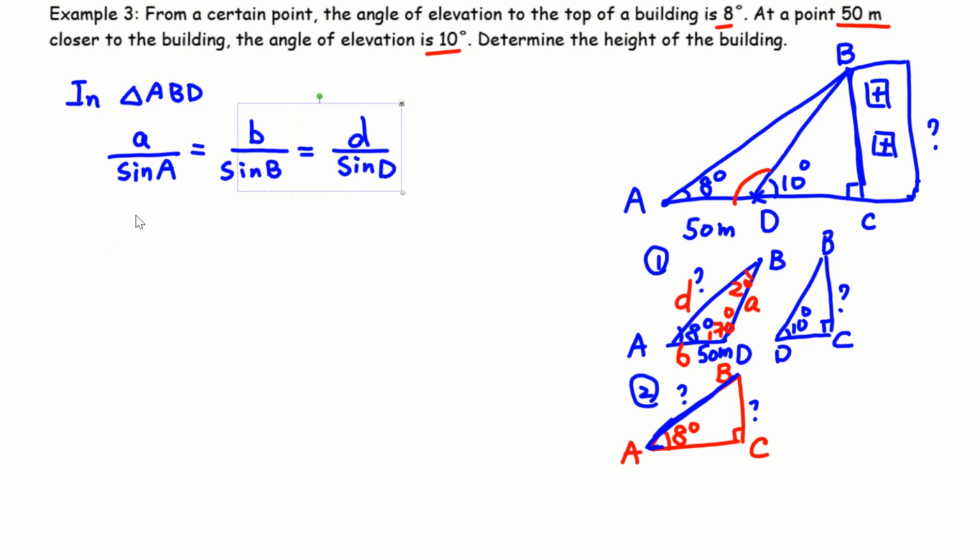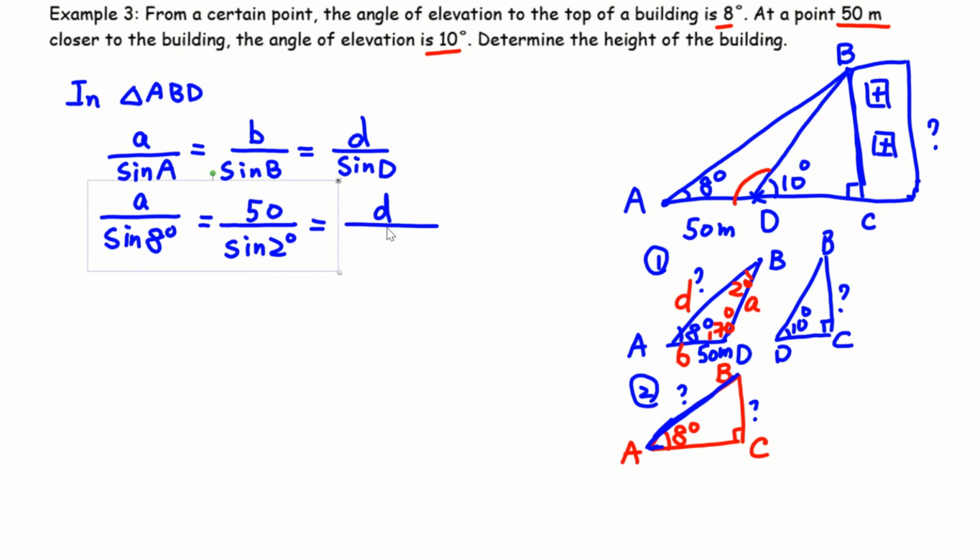Then we start with the given information: A over sine angle A is 8 degrees, and side B is 15 meters over sine 2 degrees, and D over sine 170 degrees. Then we want to find the common side of the bottom triangle, AB, that is side C, side D. So we want to solve this one.